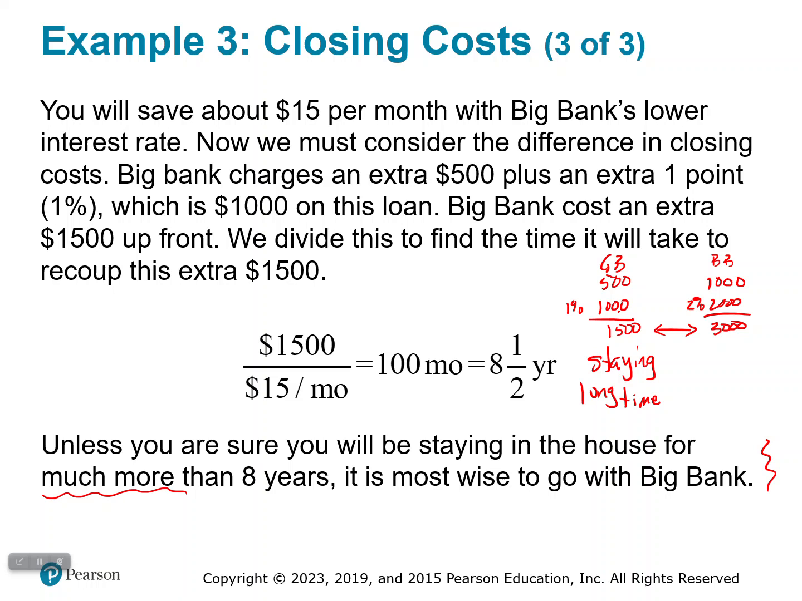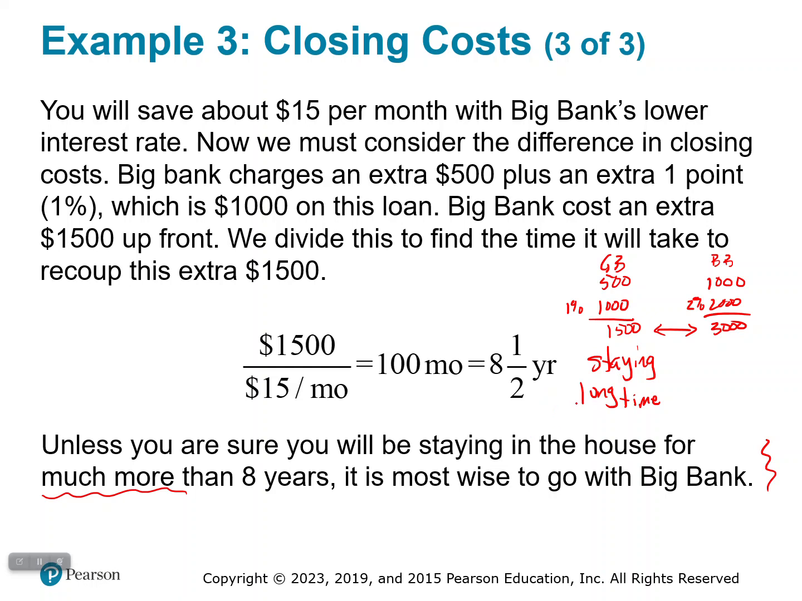I pay less up front, my payments are a little higher. That's okay because I plan on selling the house. Maybe I'm just buying a house to get through college, maybe grad school, maybe I took this job that's going to last for 3 years. I would go with this smaller upfront cost.